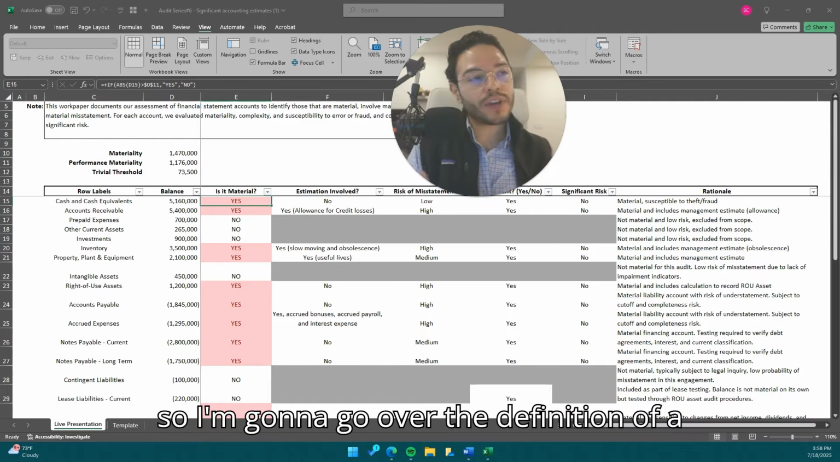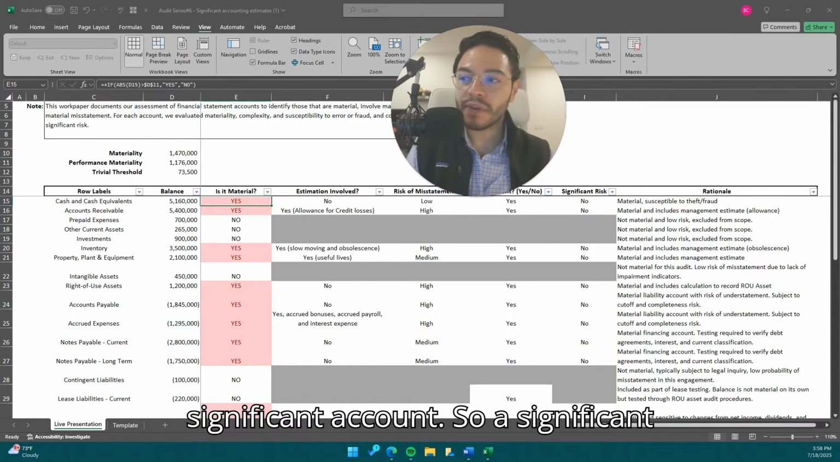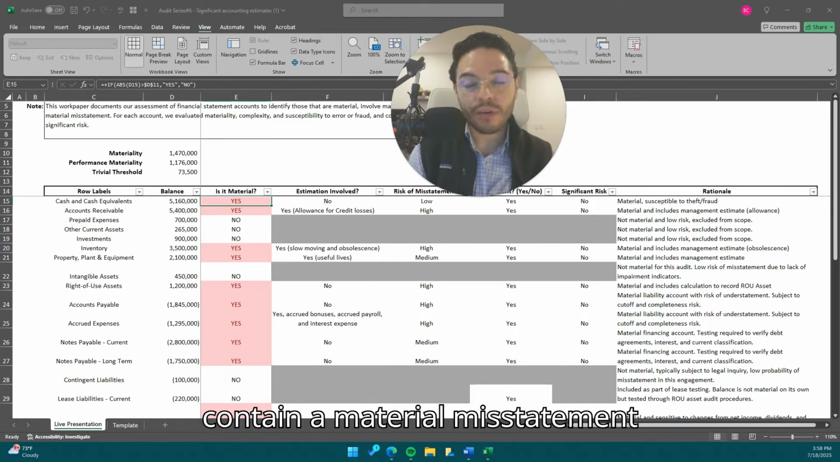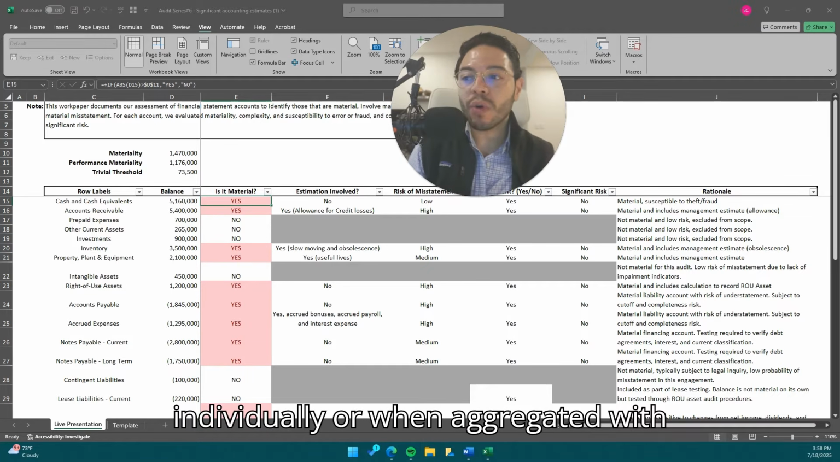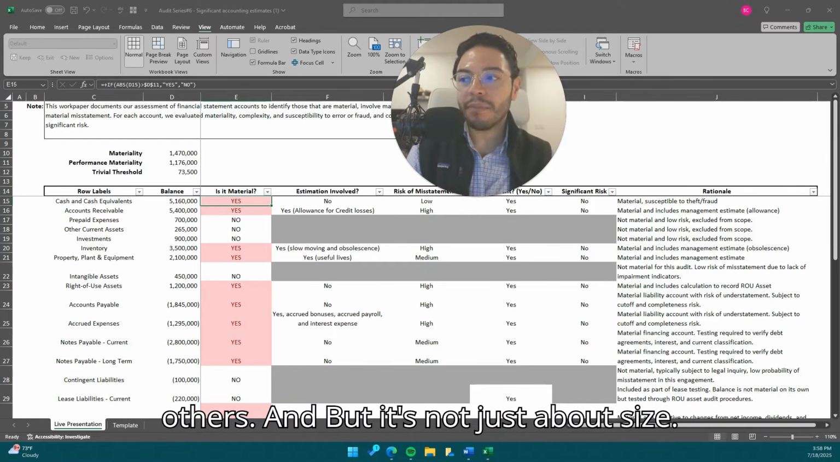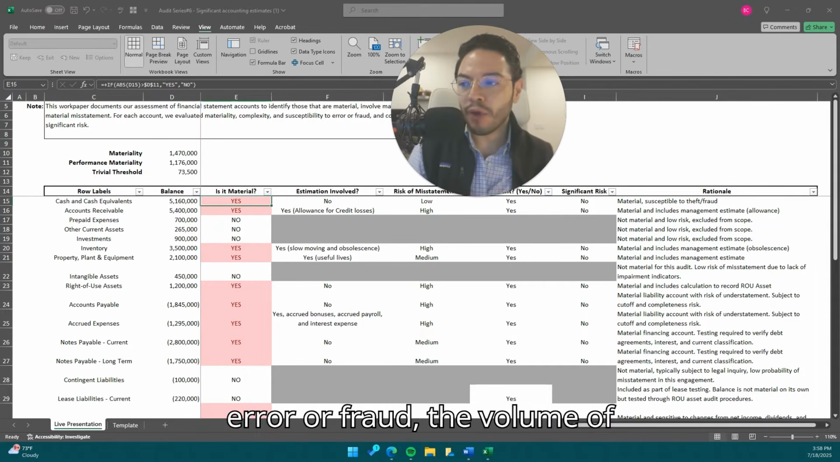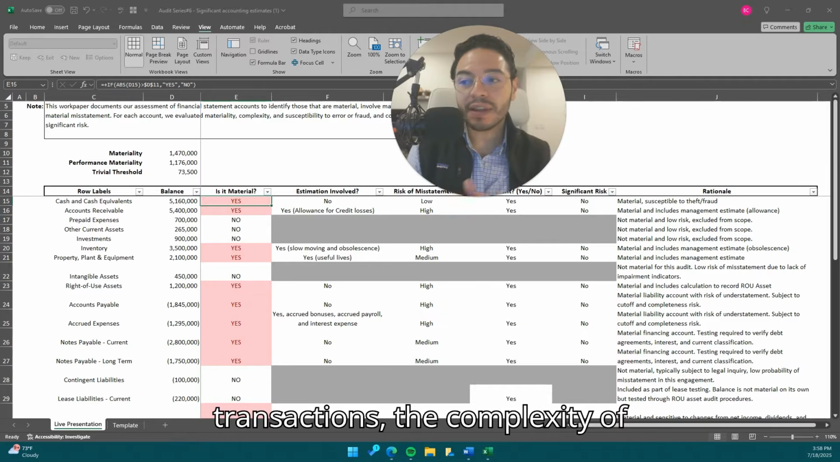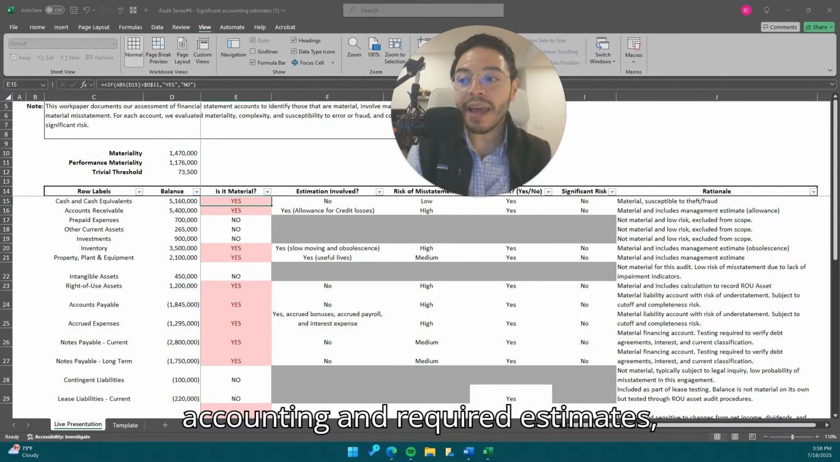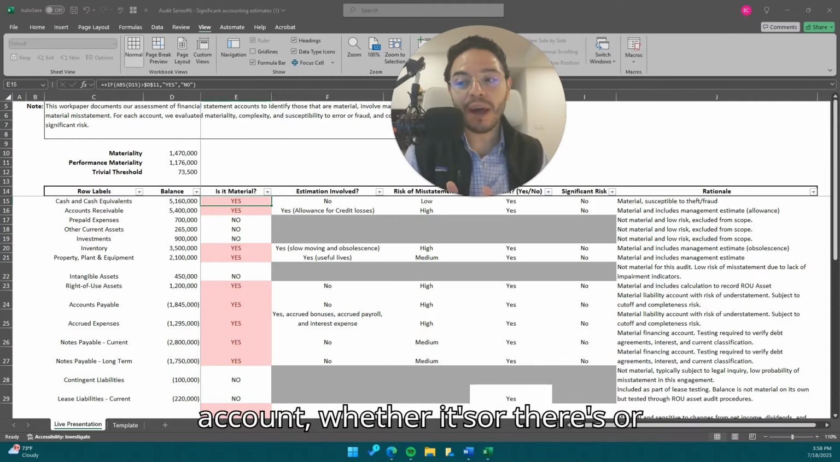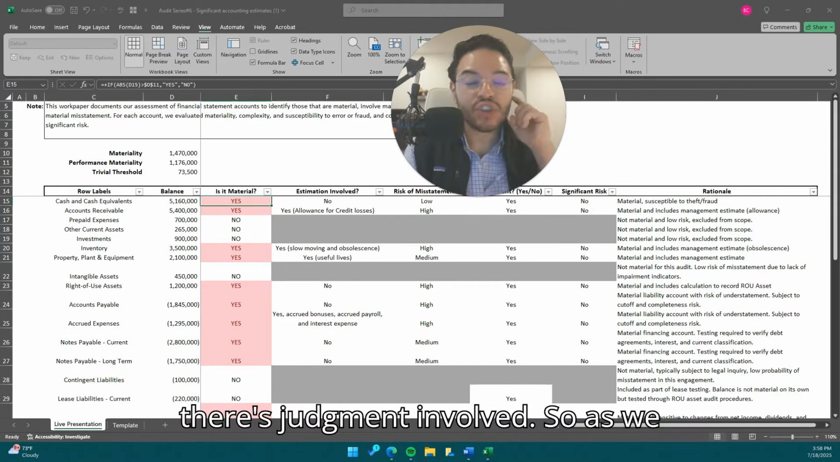So the first thing, I'm going to go over the definition of a significant account. A significant account is one that could reasonably contain a material misstatement, individually or when aggregated with others. But it's not just about size. We should also consider susceptibility to error or fraud, the volume of transactions, the complexity of accounting or required estimates, exposure to loss or contingent liabilities, and the nature of the account, whether it's subjective or there's judgment involved.